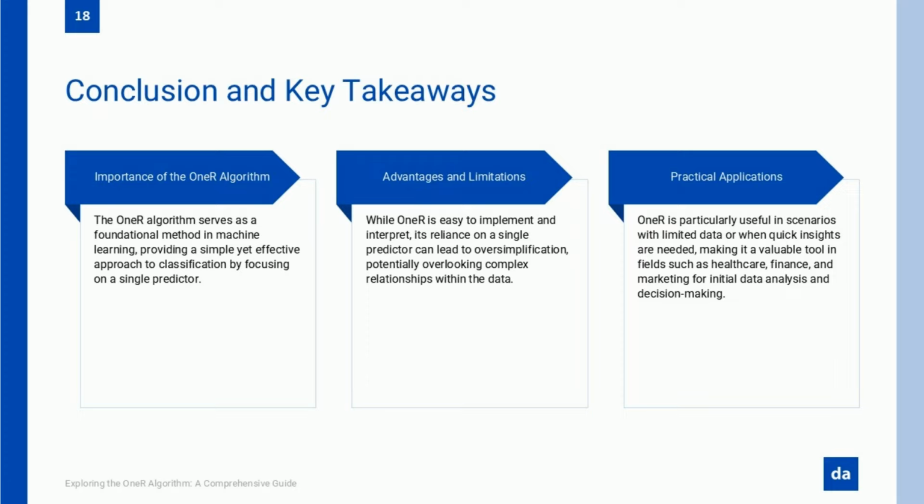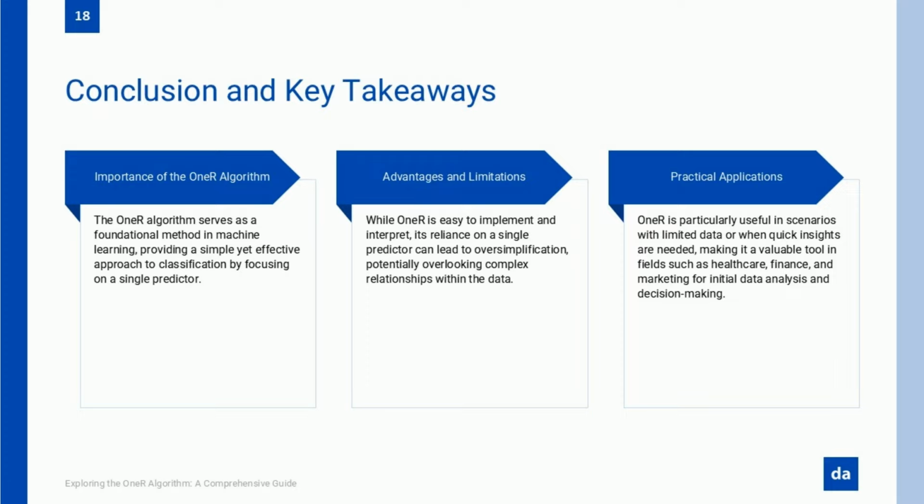One of the biggest advantages of OneR is its ease of use. Unlike more intricate models that require extensive tuning and computational power, OneR allows for quick, rule-based classification. It is particularly valuable for exploratory data analysis, where identifying the most significant predictor is often the first step in building more complex models. Its transparency also makes it an excellent choice in fields where explainability is crucial, such as healthcare, finance, and regulatory compliance.